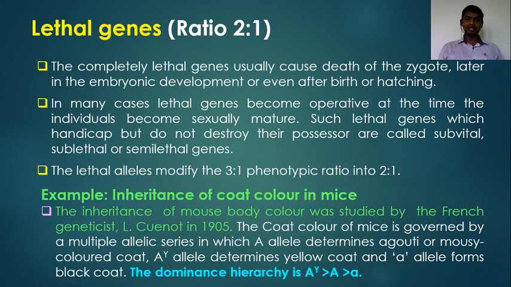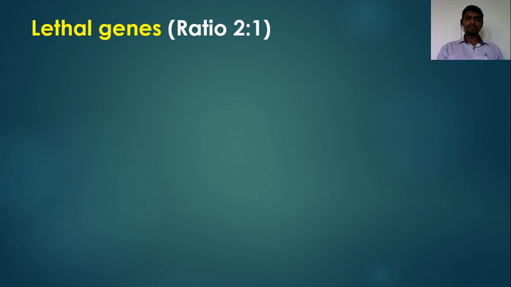Yellow coat color is dominant over agouti. It is also dominant over the black color. So black is recessive, and yellow is the most dominant color in the mice. This is what we are going to explain here.